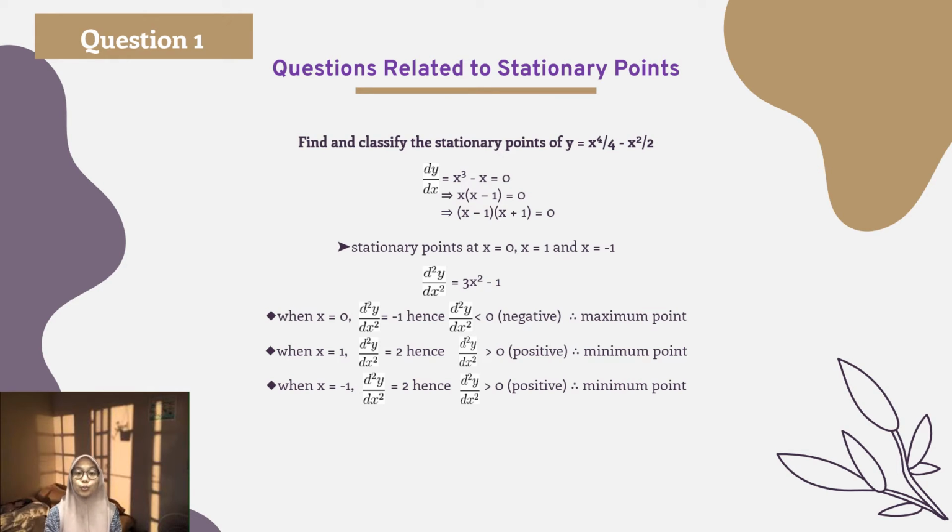And when x = 1, we have d²y/dx² = 2. Hence d²y/dx² is more than 0, so it's positive. So this is a minimum. And lastly, when x = −1, we again have d²y/dx² = 2. So d²y/dx² is positive, so this is a minimum.